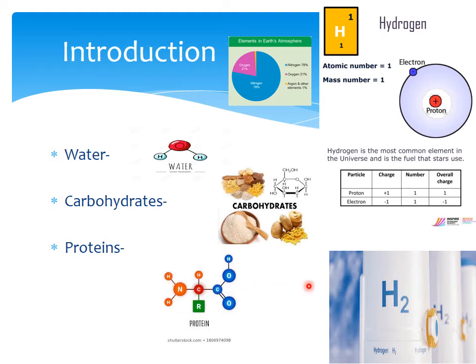Then it has only one electron, so it is highly reactive. It wants to attain a stable configuration, so it reacts with one more element. Due to its high reactivity, it always exists as H2 in its elementary state. But its abundance is very small in the Earth's atmosphere.